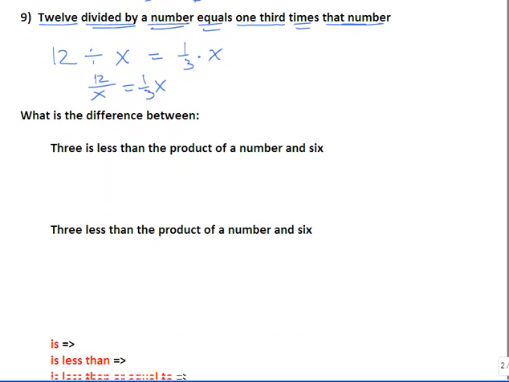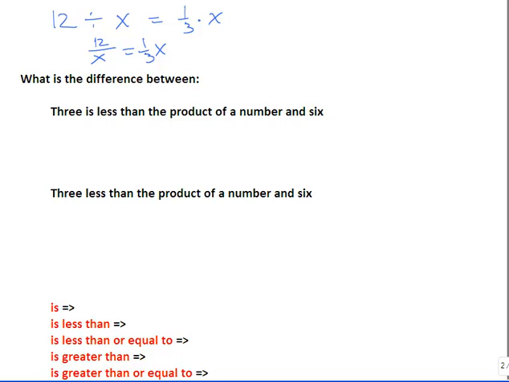Okay? In the next examples here, what I want to point out is the difference between just one tiny word and how it makes a big difference in how you translate. These two sentences here are exactly the same, except in the first example we see this little word "is." So: 3 is less than the product of a number and 6. And in the second example, there is no word "is." It's just: 3 less than the product of a number and 6. So what's the difference between these two examples? When you translate, there's a huge difference in what they turn into.